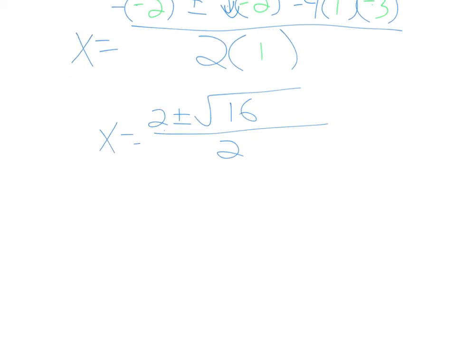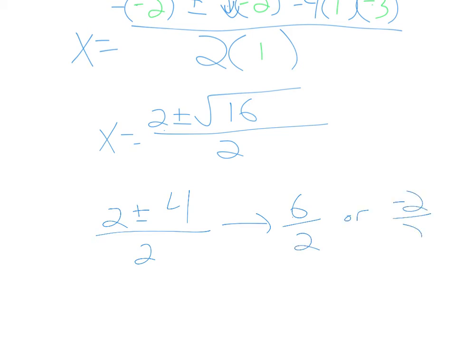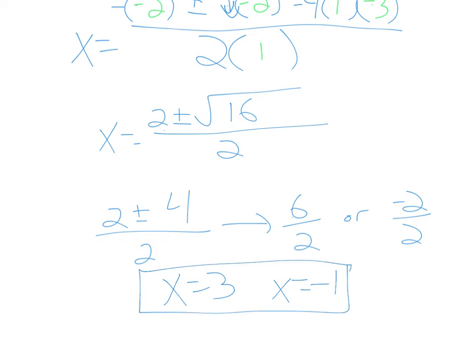16 does have a clean square root, right? So this is really saying 2 plus or minus 4, because 4 is the square root of 16, all over 2. Well, 2 plus 4 is 6, so 6 over 2, or 2 minus 4 is negative 2 all over the denominator of 2. That's going to be our two separate answers. Well, 6 over 2, that's 3. Negative 2 over 2 is negative 1. So there we have our two answers. And we're done.